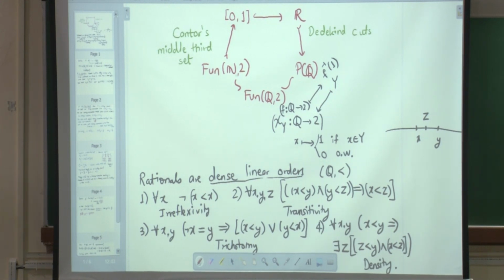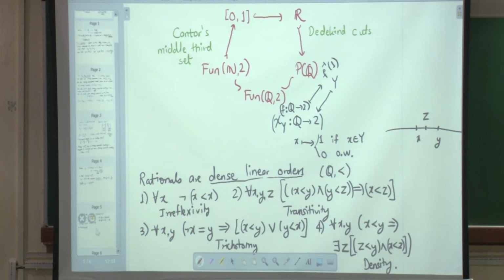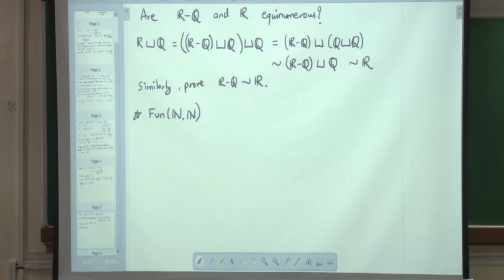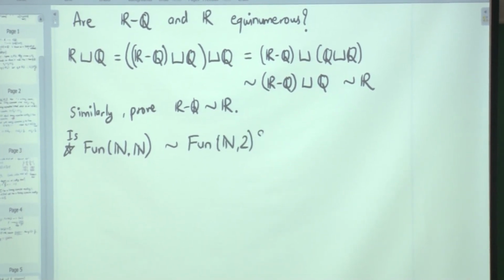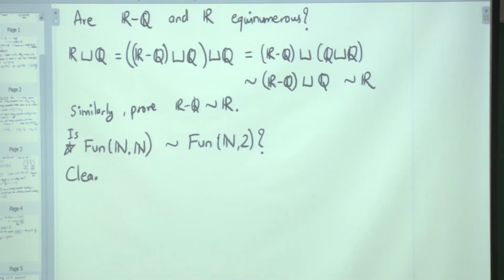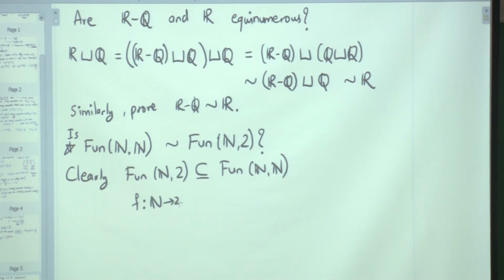Now what can we say? Functions from n to 2 seem to be a smaller set than functions from n to n, because we have sequences of natural numbers rather than just sequences of zeros and ones. Let me phrase this question: is this in bijection with functions from n to 2? So clearly, functions from n to 2 are functions from n to n, because I take a function from natural numbers to 2, I can map it to a function from natural numbers to natural numbers by doing exactly the same thing.